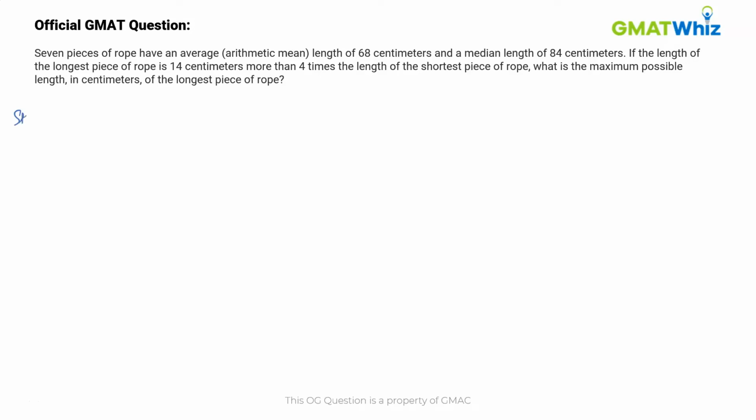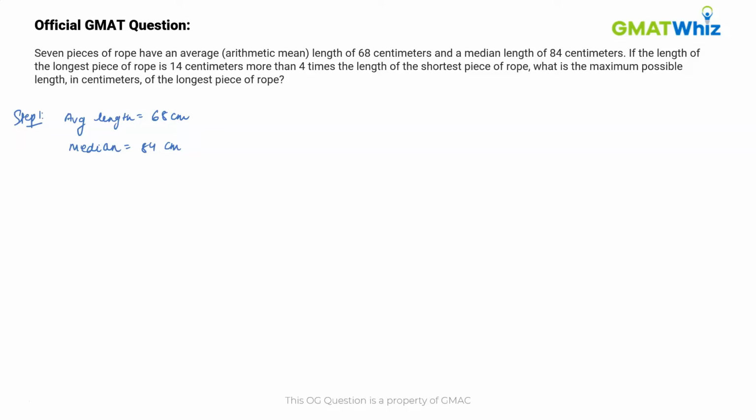In this question, we are given that there are 7 ropes that have an average, or arithmetic mean, length of 68 centimeters. So let's write down all the data which we can get from the question. The average length of each rope is equal to 68 centimeters, and the median length is given to be 84 centimeters.